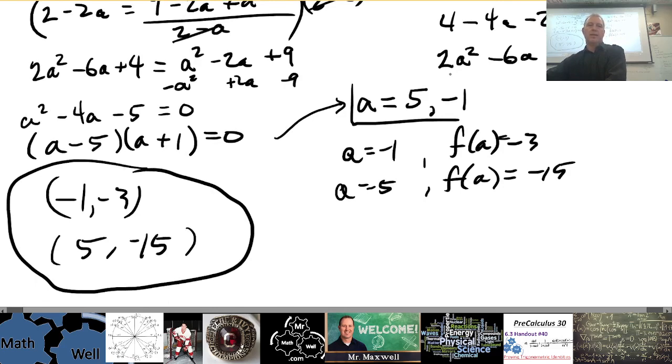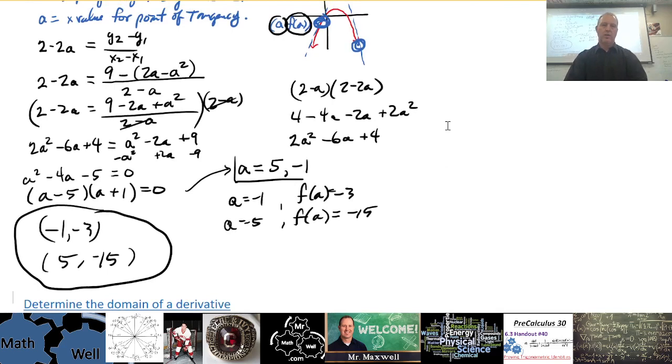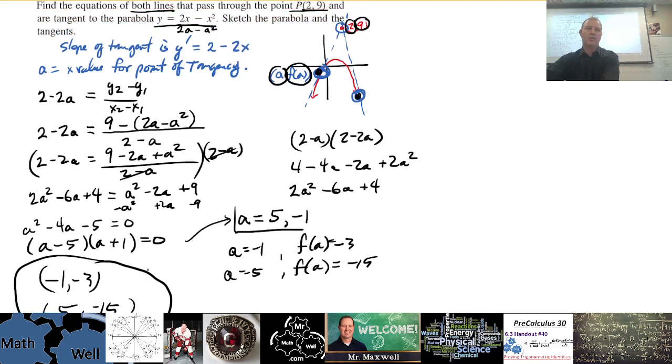And if you look back up at the graph, if I can get that all on one screen for you, this point looks pretty close to being negative 1, negative 3, and this point looks pretty close to being positive 5, negative 15. So in our little sketch here, these answers would be perfectly reasonable.